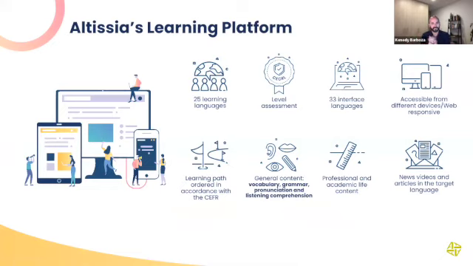So just to give you a little bit of information about ALTISSIA, we have 25 learning languages. Most of those are European languages, but what we do with this is that we try to help universities and institutions to expand their offers to be able to offer different types of languages besides English to their students, because this is an important thing in general for the internationalization pillars of universities.